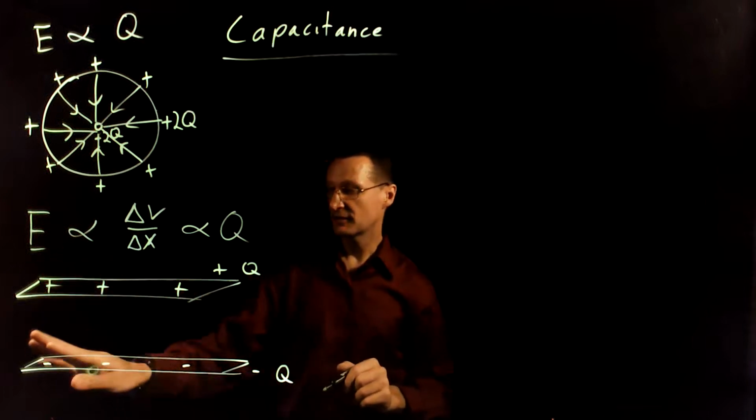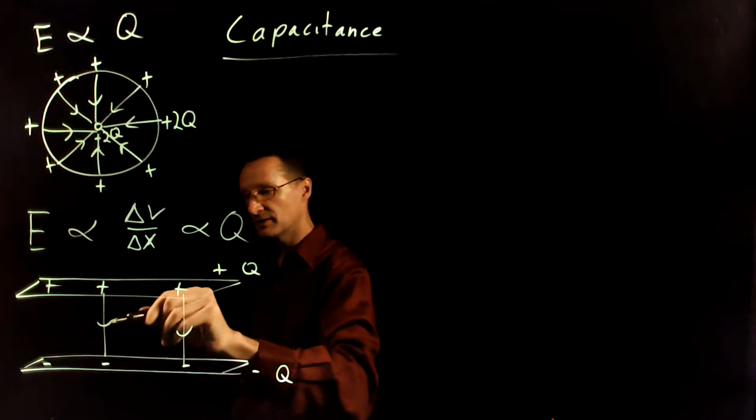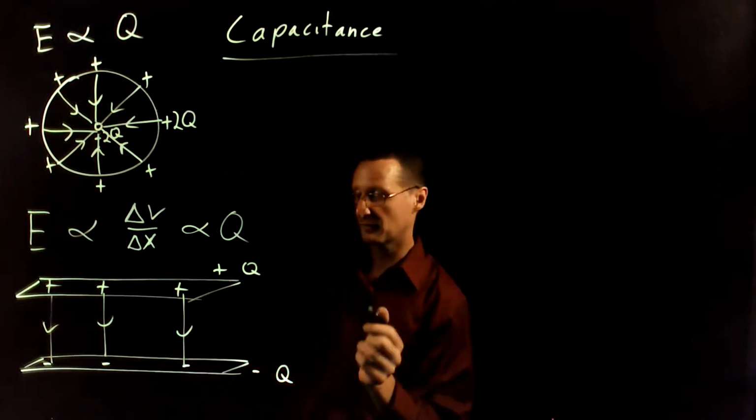Okay, let's think about this scenario here. If I have positive Q up here, negative Q here, I get electric field like this. This is a parallel plate capacitor, the one I've been using over and over again.